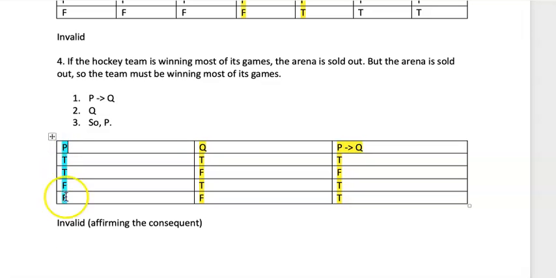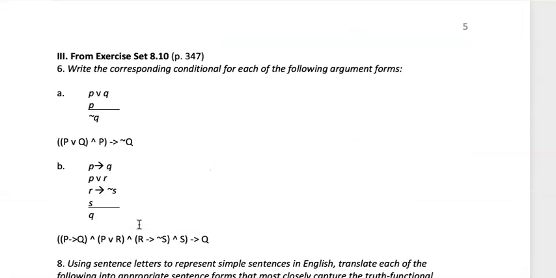This one also, we can see how affirming the consequent is invalid. We have our premises of if P then Q and Q are true in both of these cases, but the conclusion is false. In this row, the premises are true and the conclusion is false. That makes it invalid.